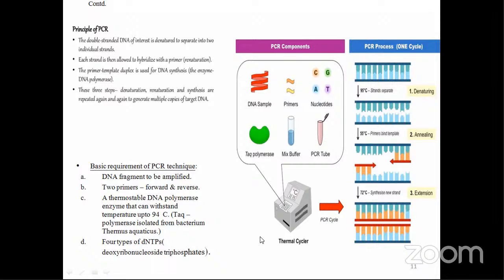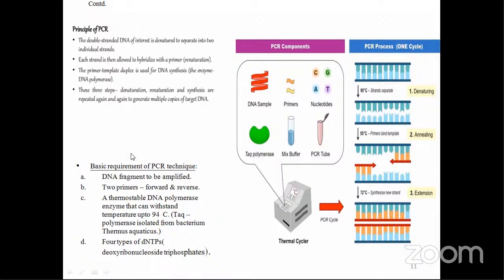Clear? What is the full form of dNTPs? It is deoxyribonucleoside triphosphate. T means tri, and P indicates phosphate. You should know the full form of it. When you use the abbreviation, at least once you should mention the full form of it in your answer.